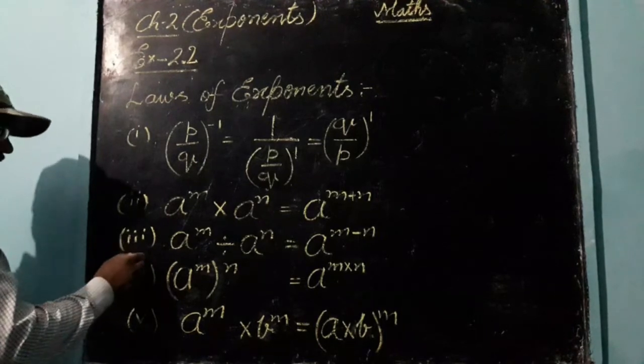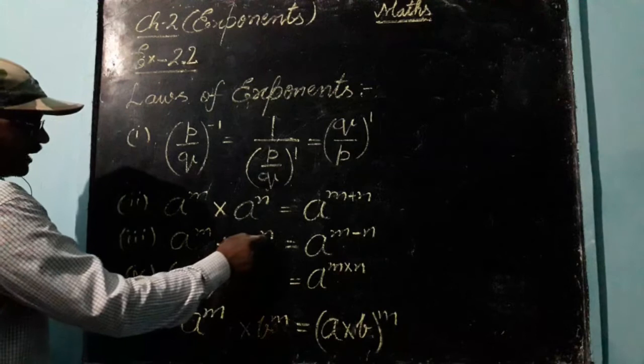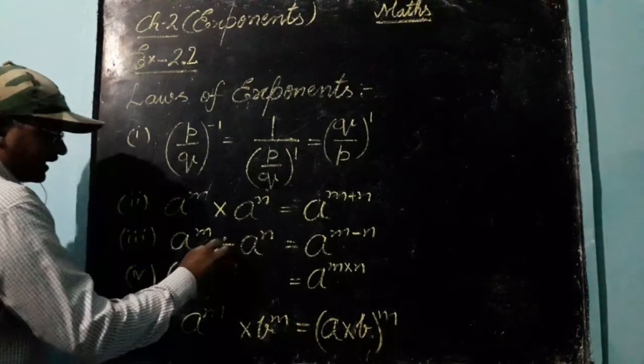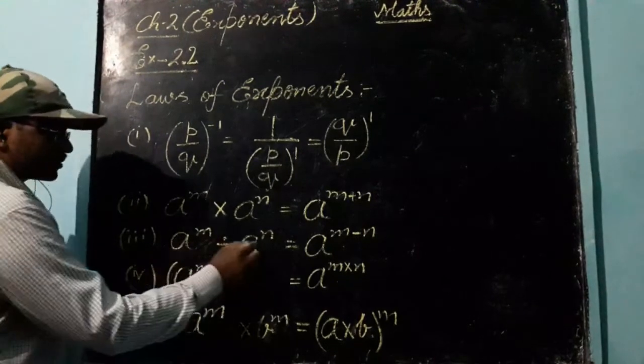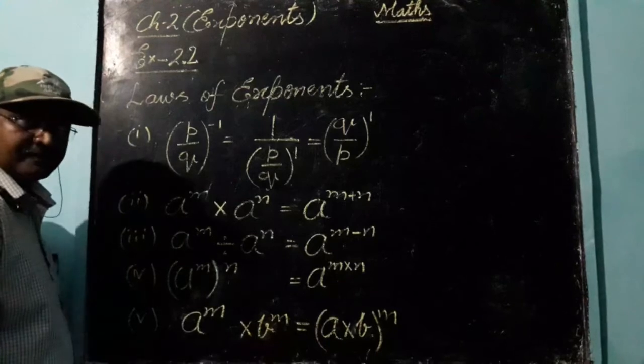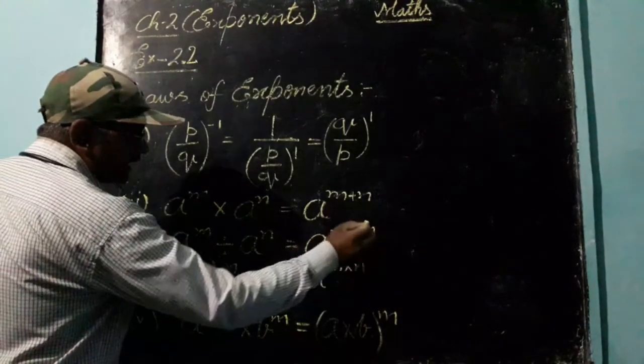Now in third rule, base a to power m divided by base a to power n. Here is the divided sign. In that case, you will write the base one time and the powers will subtract. Okay? So then it will be a to power m minus n.